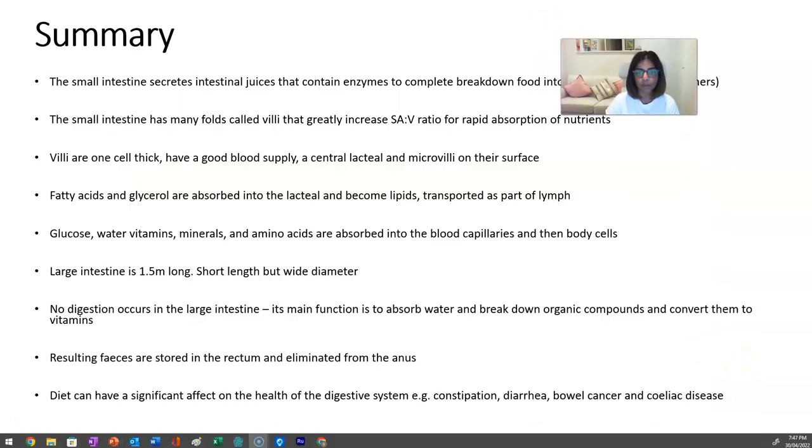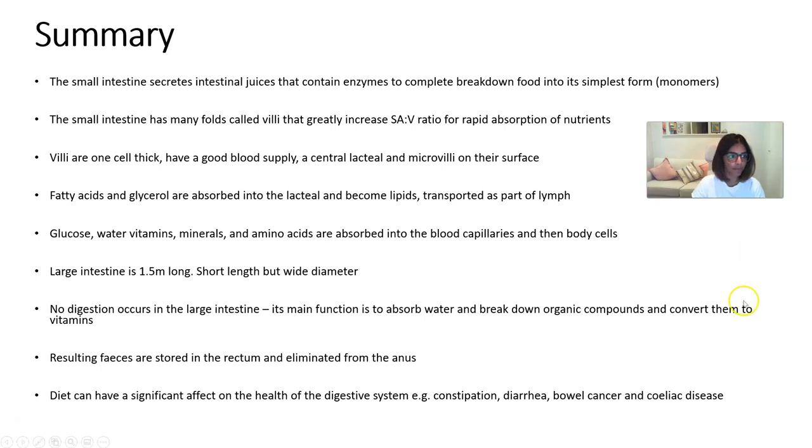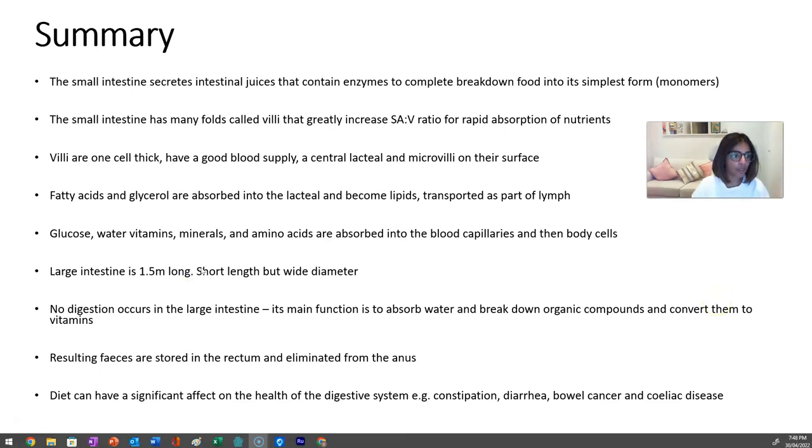And here is a summary of what we have learned so far. So we know that the small intestine secretes intestinal juices that contain enzymes to completely break down food into its monomers. We also know that the small intestine has many folded structures called villi, and these greatly increase the surface area to volume ratio for rapid absorption of nutrients.